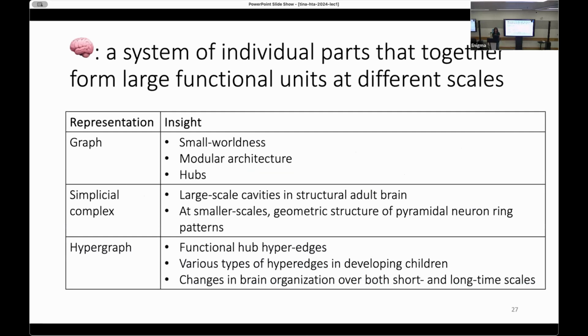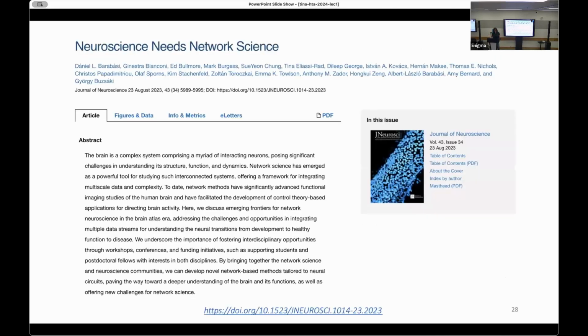And so here, Danny Bassett at Penn, who is a student of Ed Bullmore at Cambridge, has done a lot of nice work. And so depending on what representations you pick, you can find different things, right? Again, I feel like I'm preaching to the choir here. If you want me to go slower, I can go slower.